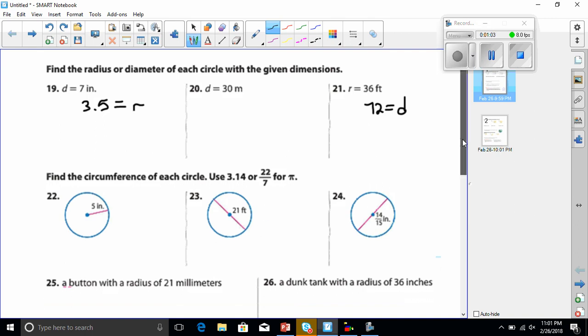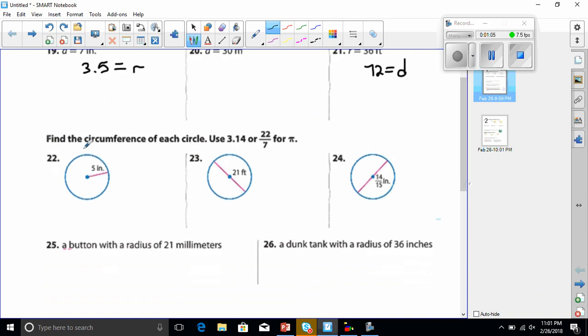On number 23, we've got find the circumference for each circle. We use 3.14 or 22 divided by 7 for pi. So in 23, it's looking for the circumference, and the diameter is 21, and we know that the formula is diameter times pi. So we've got 21 times 3.14.